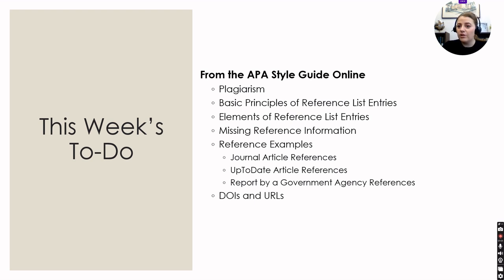If you have the physical book, you can look through these topics there, but we do have the links on their own PDF document. So please go in and look at these. They're all hyperlinked as well as having where in the book they are located. So we have plagiarism, the basic principles of reference list entries, elements of a reference list, missing reference information, and reference examples, so looking at journal articles, up-to-date articles, as well as government reports, and then also looking at DOIs and URLs. So please look through these. If you have questions, please reach out.